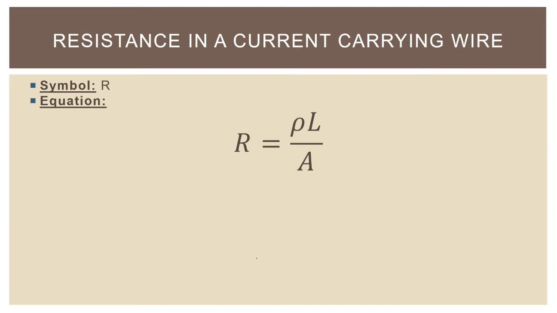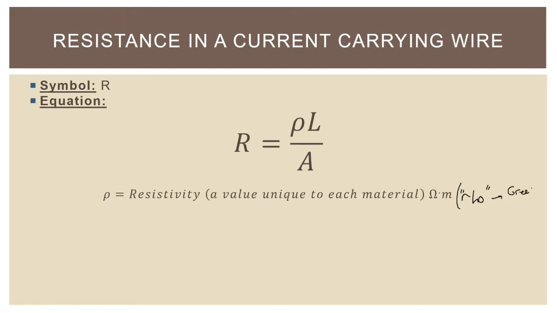So let's be clear about something here first. The first thing we want to define is this value here. This letter is a Greek letter that looks a lot like a P. It is not a P. It's a rho, pronounced R-H-O, rho. This is a Greek letter, and it is defined in this equation as the resistivity.